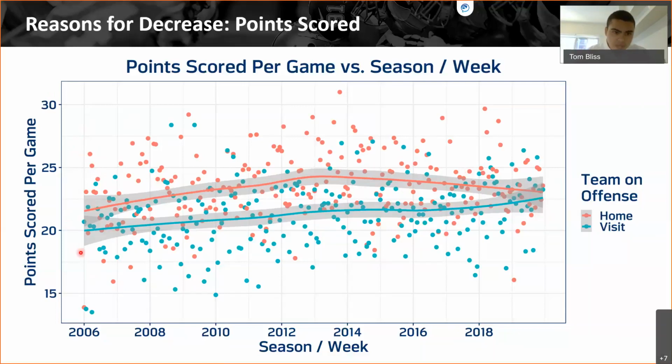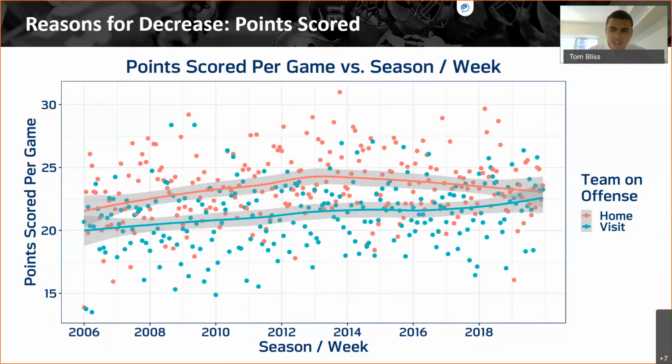And this line that's the average visitor score across season and weeks is meeting up with this line that's the average home score across season and weeks, and it's about the same by the end. And it's interesting. So that's kind of a pretty easy way to think about it.